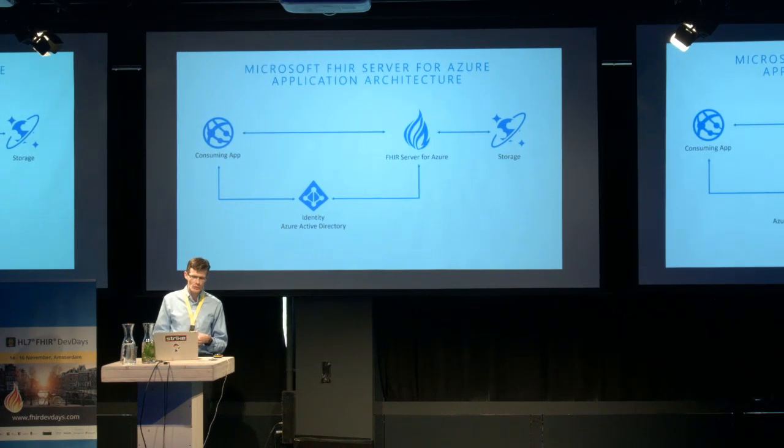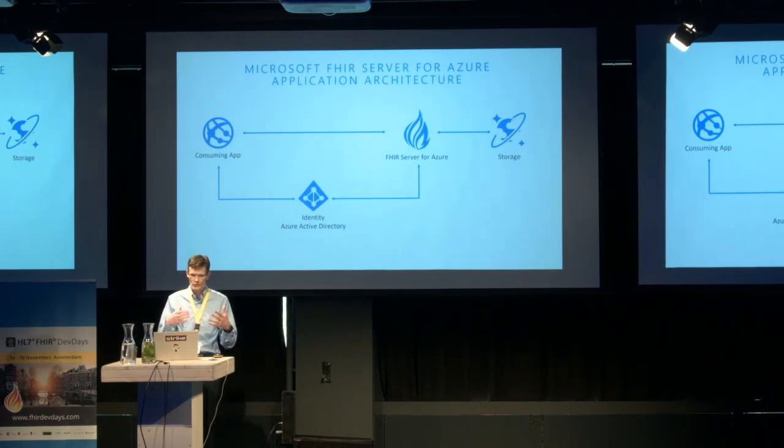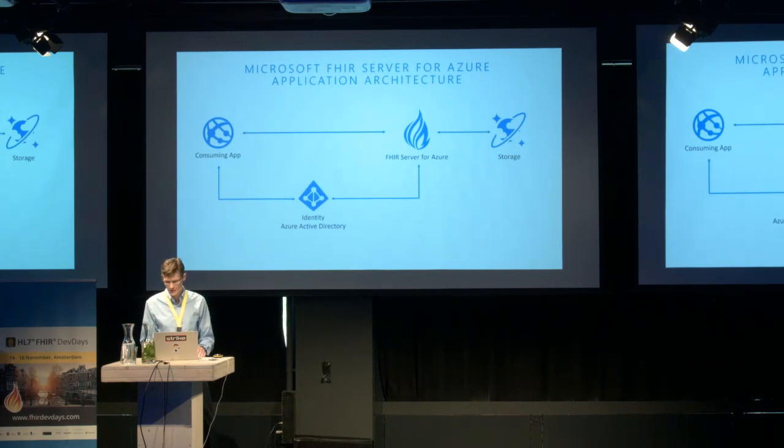A consuming application would then have to authenticate against Azure Active Directory, obtain a token, and present this token when accessing the API. And we then have a role-based access control system that we use to determine whether or not this token in fact grants you access. Right now, that is based on the roles claim in the token, but this will very soon be configurable, so you can decide what particular claim defines the role in your token.